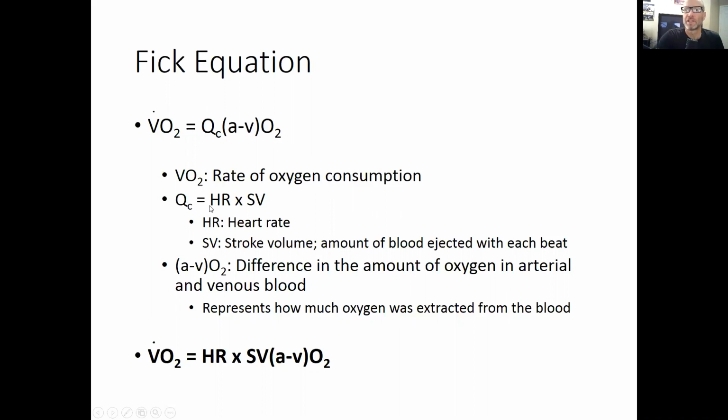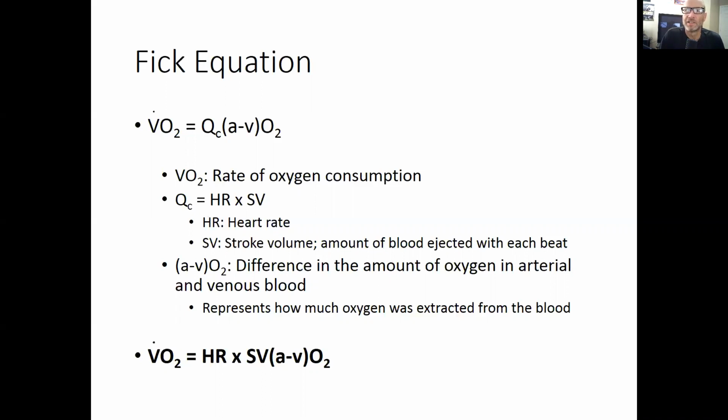QC is cardiac output. And it's calculated as the product of heart rate, how fast the heart is beating, in beats per minute, times stroke volume, the amount of blood ejected with each beat, and specifically the amount of blood ejected from the left ventricle of the heart.